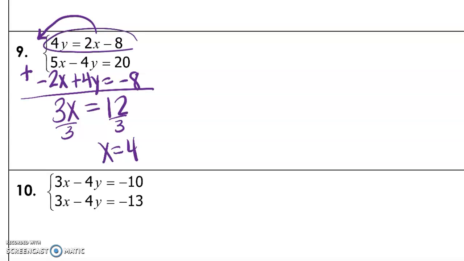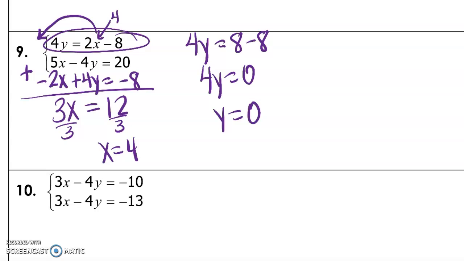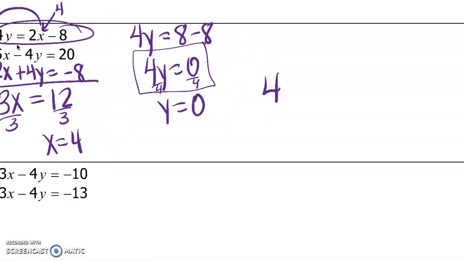It's going to be easiest, though, to go back and plug it into this original one. So again, you're plugging 4 that you just solved in for that x. So 4y equals 2 times 4 is 8 minus 8. 4y equals 0, so y equals 0. That doesn't mean no solutions. This step right here, 4y equals 0, means 4 times something has to be 0. Well, the only option is for that to be 0. You can also show that you're dividing by 4. 0 divided by anything is still 0. So 4, 0 is your ordered pair for that one.